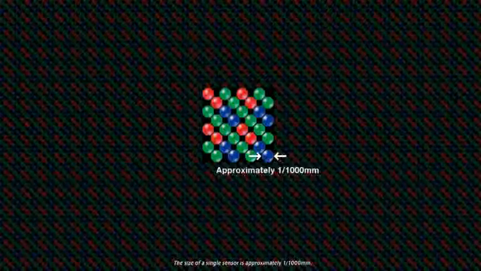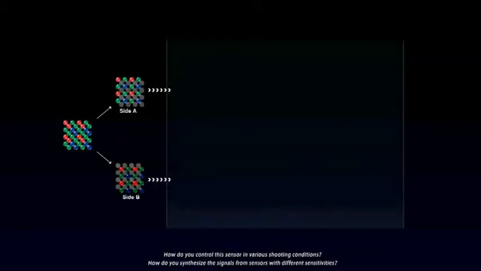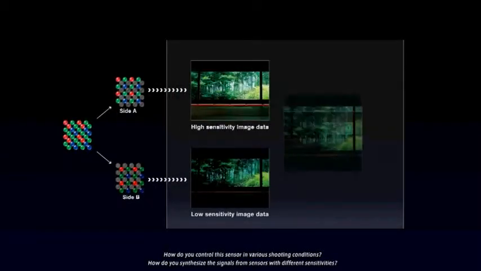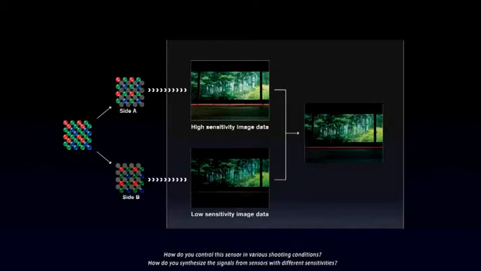With this in mind, Fujifilm developed a new color filter array and an innovative image control technology. The result is the Super CCD EXR. The size of a single sensor is approximately 1/1000th of a millimeter. How do you control this sensor in various shooting conditions? How do you synthesize the signals from sensors with different sensitivities?